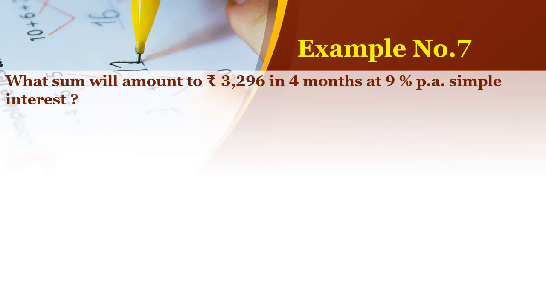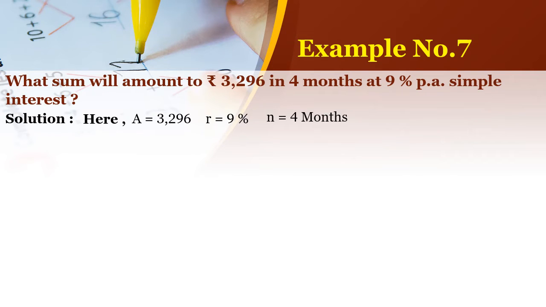So first we write down here A is equal to 3296, rate of interest 9%, n is equal to 4 months, so we convert it into years, so n is equal to 4 upon 12. I already told you, if n is given in months, then you convert it into years when you solve a simple interest example. And what we have to calculate here is p, so p is equal to question mark.